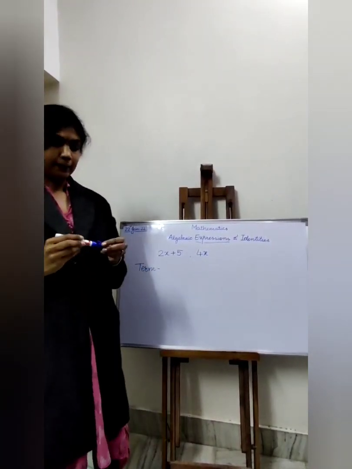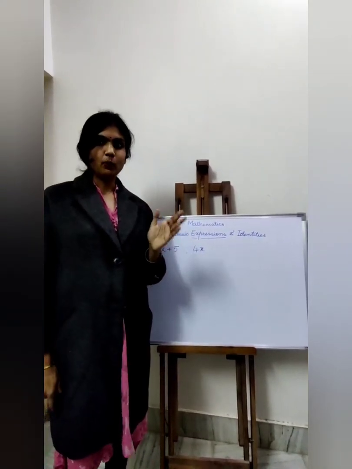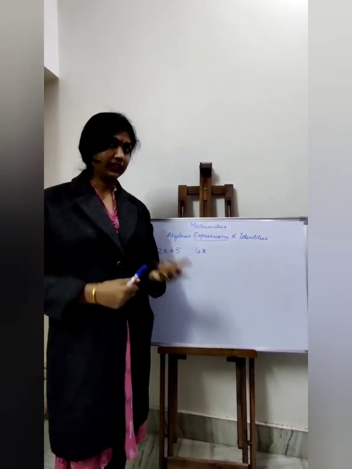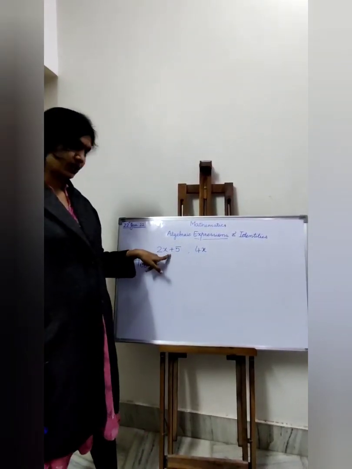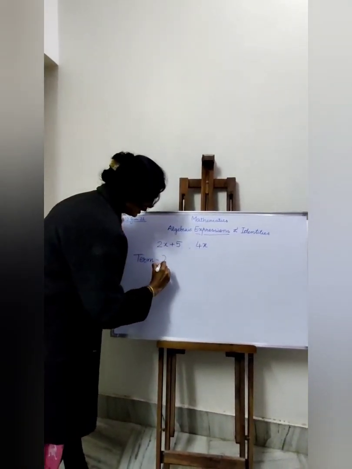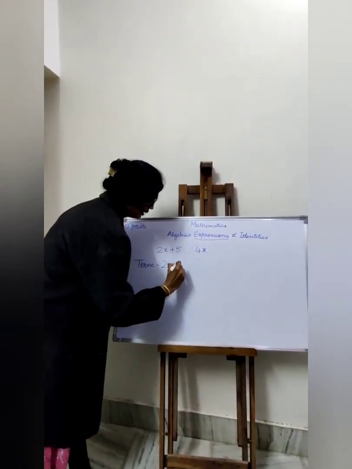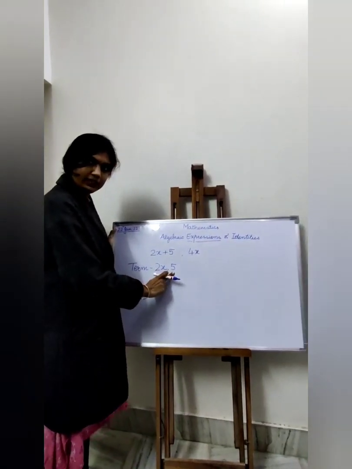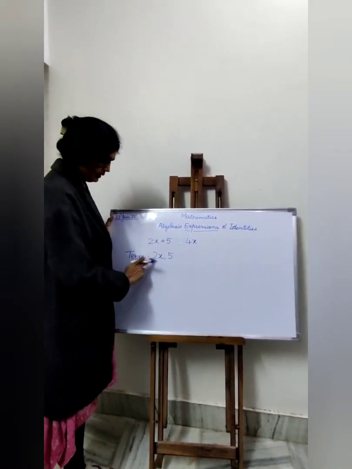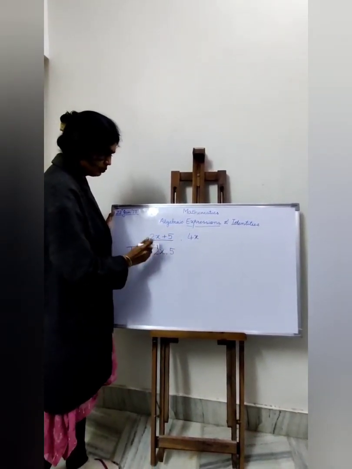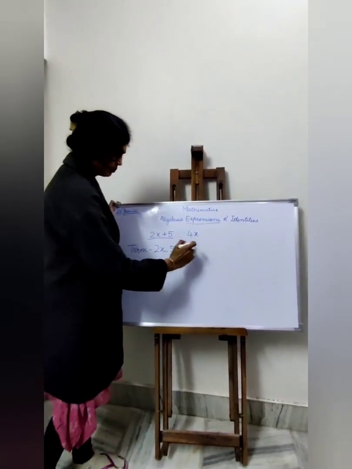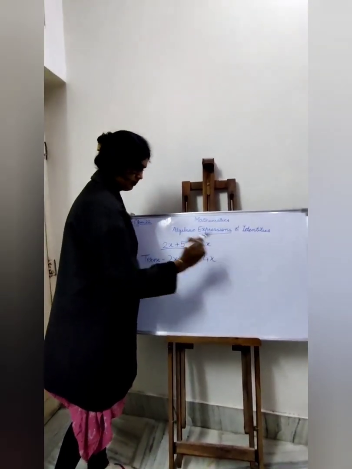Terms are the parts of an expression which are formed separately first and then added. They are known as terms. So in the expression 2x plus 5, this 2x and 5 are two terms. They are separated by this arithmetical operator. So this expression has two terms in it, 2x and 5. And in 4x we have one term only.